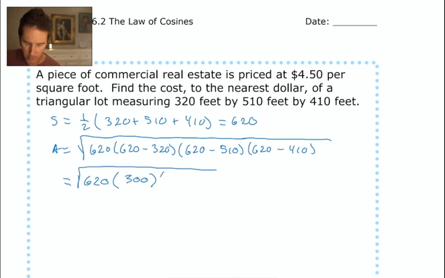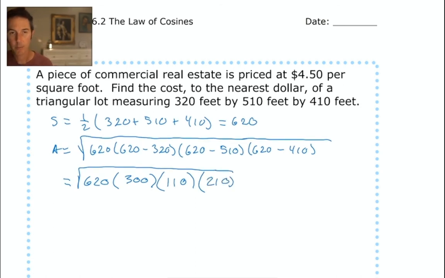That's 300. And 620 minus 510. Yep, I can handle that one also. And 620 minus 410. I can even do that one. Any of that arithmetic you're not comfortable with? Keep using your calculator. You could do all of this with a 4-function calculator for that matter. All right, in the grapher, I can type second and then the x squared button, which gives me the square root symbol. And then I'm just typing it in from left to right. 620 times 300 times 110 times 210.